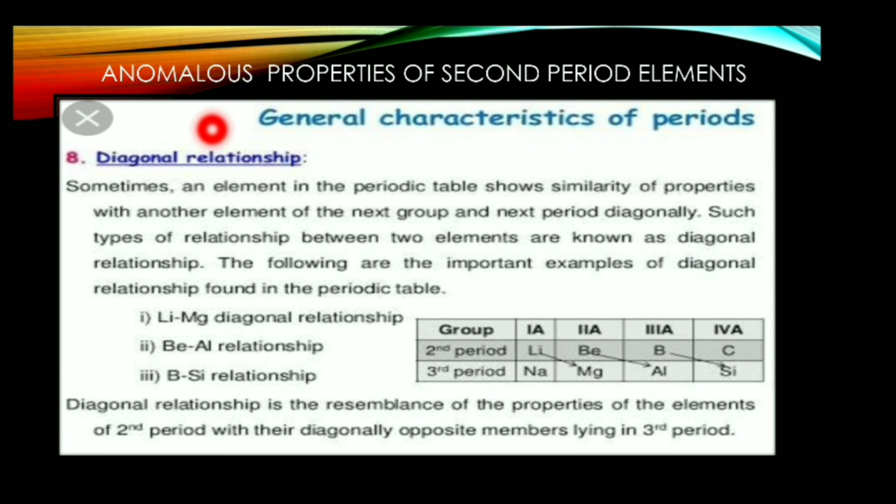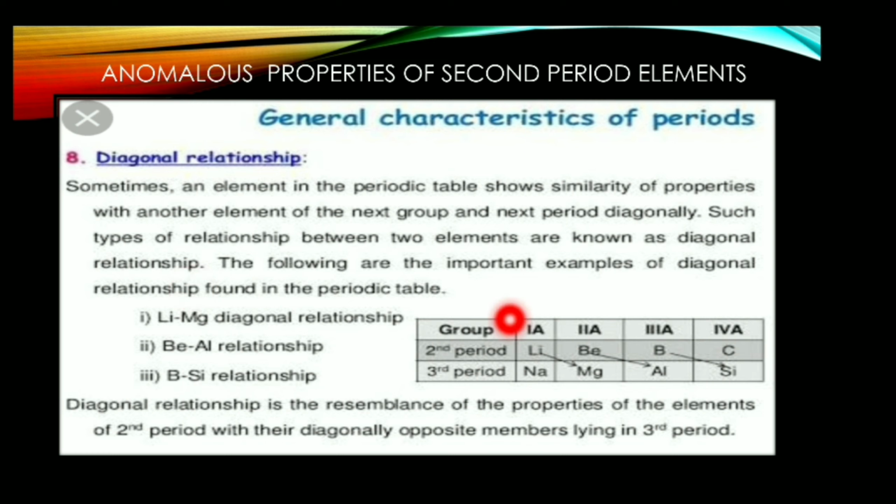Anomalous properties of second period elements. The second period elements are lithium, beryllium, boron, carbon, in relation with the third period elements. Let us see what those anomalous properties are. First one is the diagonal relationship. Sometimes an element in the periodic table shows similarity of properties with another element of the next group and next period diagonally. Such a relationship between two elements is known as the diagonal relationship.